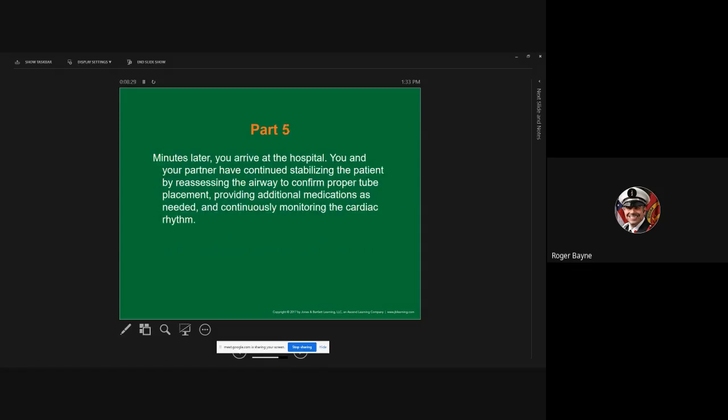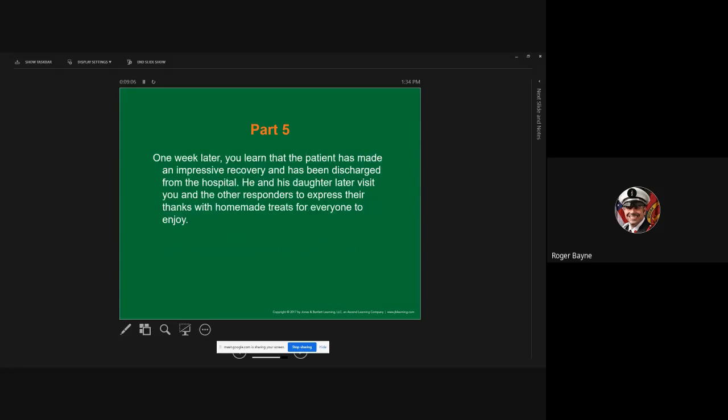All right, minutes later, you arrive at the hospital. You and your partner have continued stabilizing the patient by reassessing the airway to confirm proper tube placement, providing additional medications as needed, and continuously monitoring the cardiac rhythm. So remember, we use the AED. EMR, EMT, AEMT, paramedic can use AED. However, the paramedic is going to continuously monitor with the cardiac monitor for the rhythm, because they're trained at a higher level to be able to read those. And then you're just going to get the patient into the hospital, and then the nurses and doctor are going to continue care.